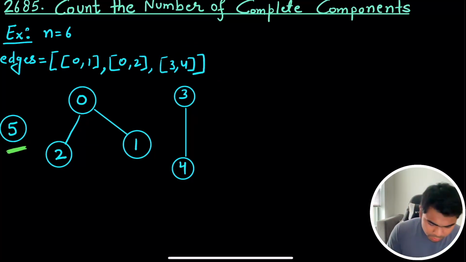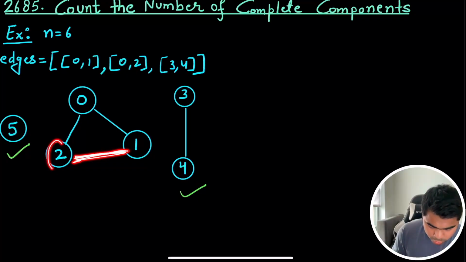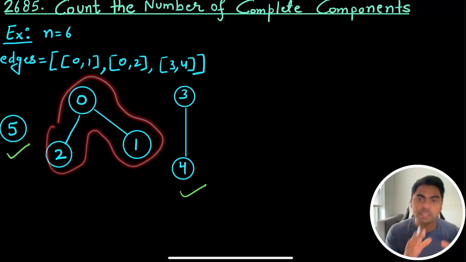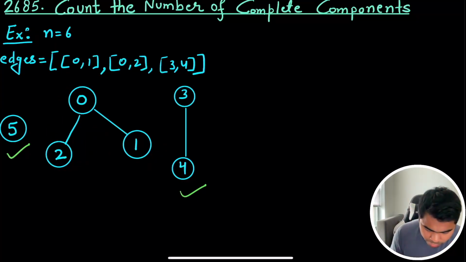So you can tell that this 5 is a connected component, right? We already discussed that this is a connected component and this is also a connected component. This was a connected component, the middle one, when we had this edge right here, because then 2 was connected to 0 and 2 was connected to 1. But now we removed this connection. That is why it is not a complete connected component. It is a connected component because all the nodes are part of the same component, but it's not a complete connected component.